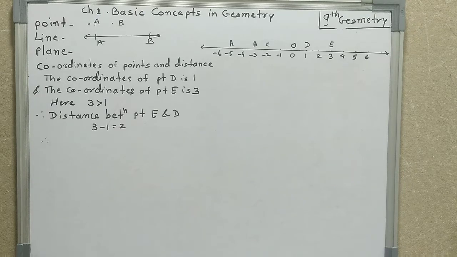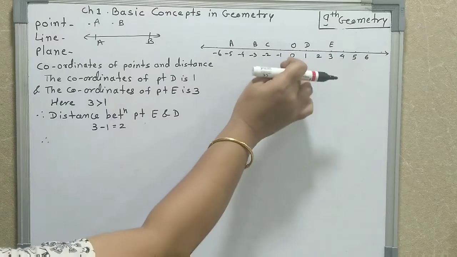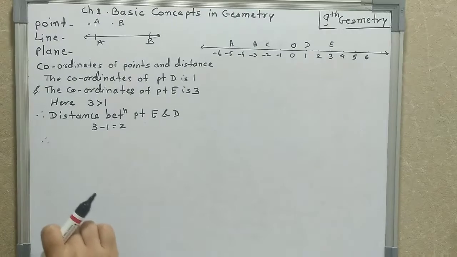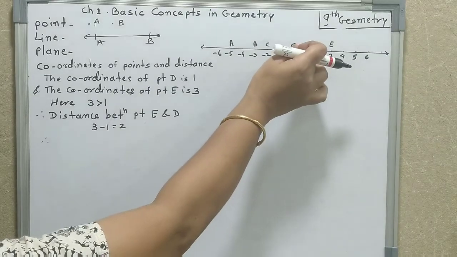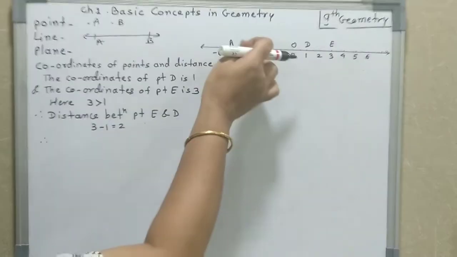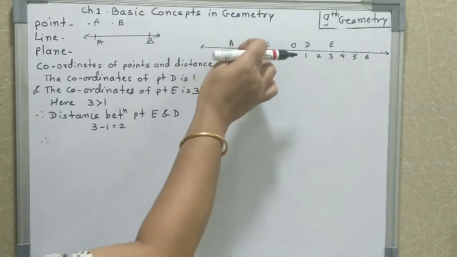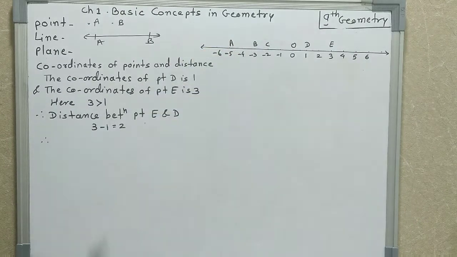We know every real number can be represented by a point on a number line. So this is a number line. See in this number line, here is 0, this side positive numbers and this side negative numbers. So O is the coordinate of point O. The coordinate of point D is 1. Coordinate of point E is 3. Here the coordinate of point C is -2. Coordinate of point B is -3. Coordinate of point A is -5. So these are the coordinates.